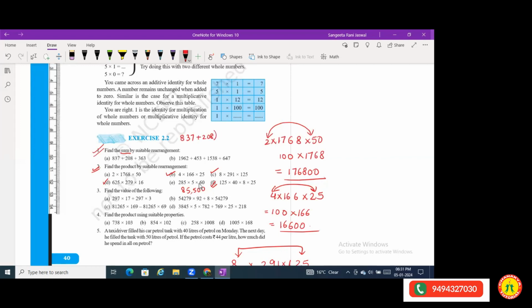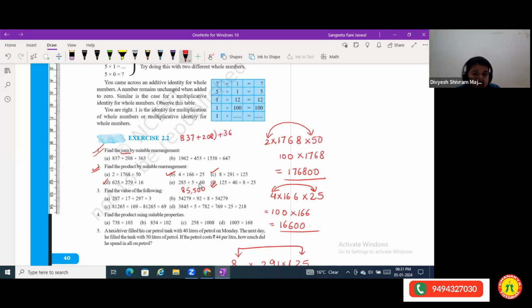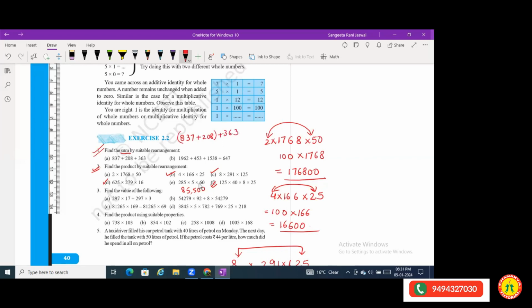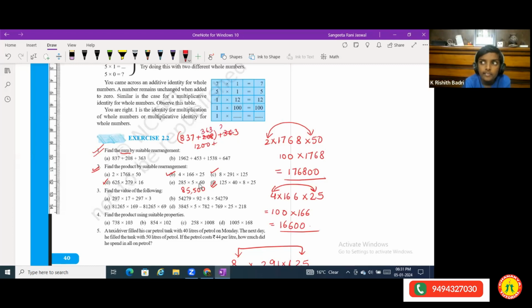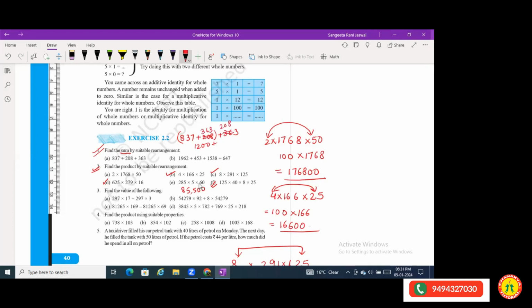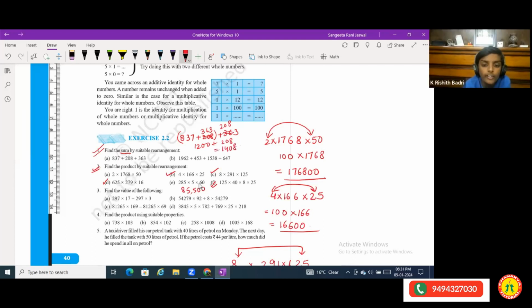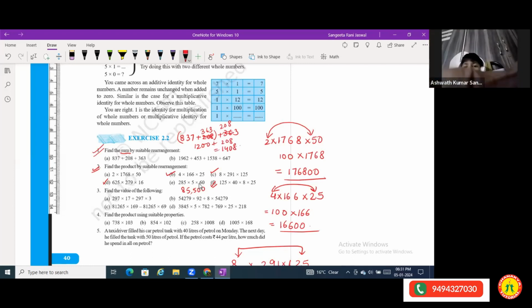So I add this. Ma'am, 1408. Okay. Yes, ma'am. 1408. So what are you getting? 1408. Yes, ma'am. Same answer. Try for this one also.